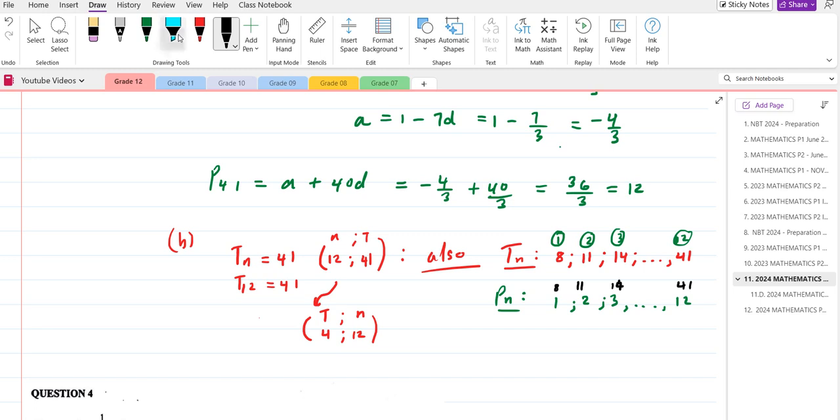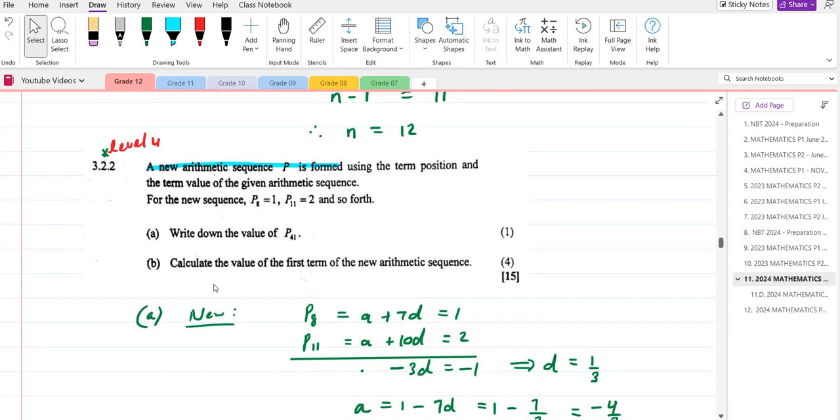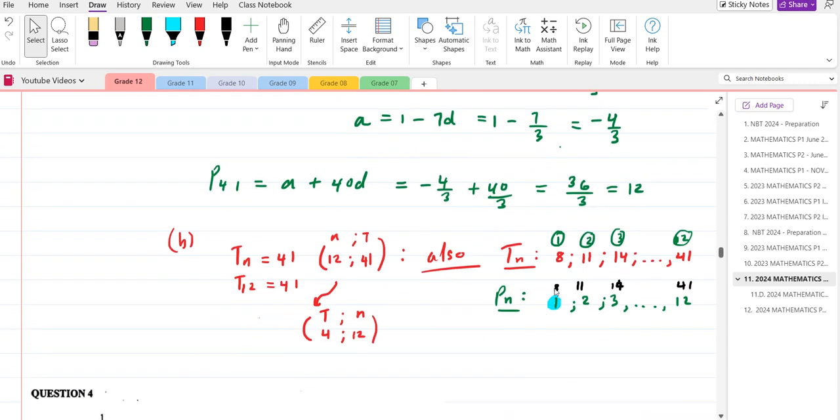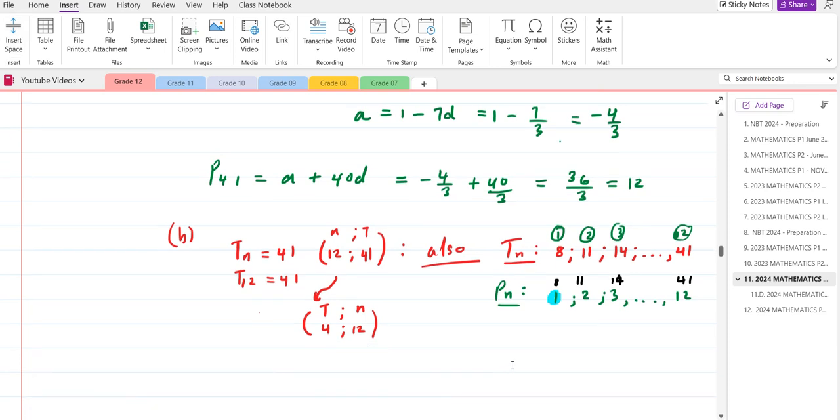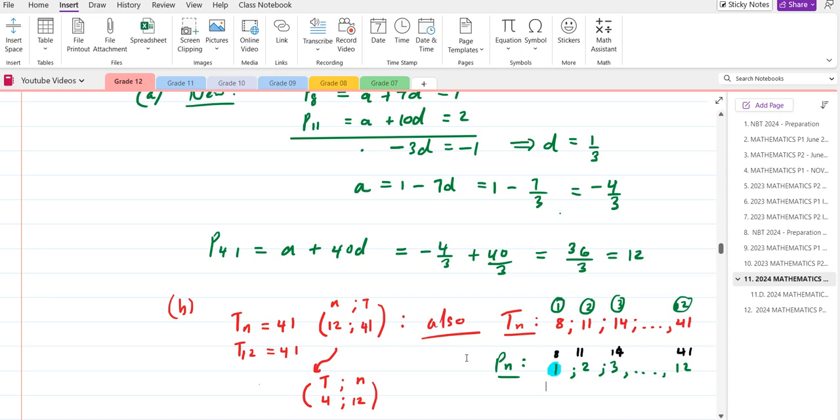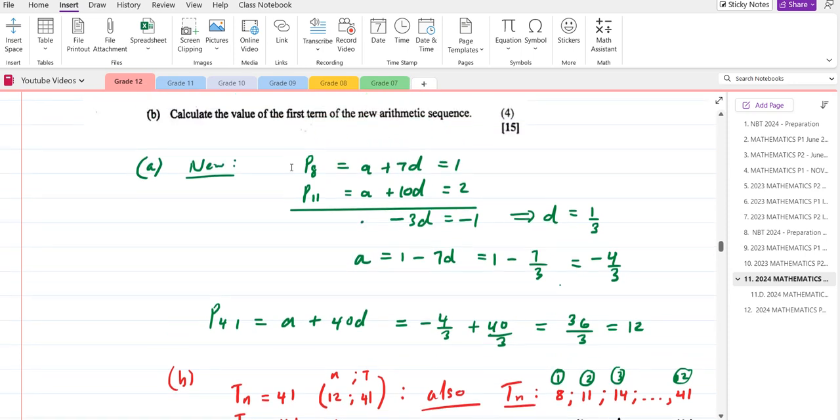So we kind of found it here already now. The 8th term is 1, and the 11th term is 2. What did they say? Calculate the value of the first term of the new arithmetic sequence. So the value of the first term, we already calculated it here.